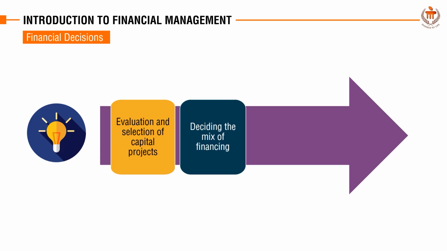Deciding the mix of financing. Financing can be broadly classified into two types. One is debt, that represents the borrowed money, and the other is equity. So the finance department has to decide the mix of the financing. Should there be 50% debt and 50% equity, or should it be 60% debt and 40% equity?